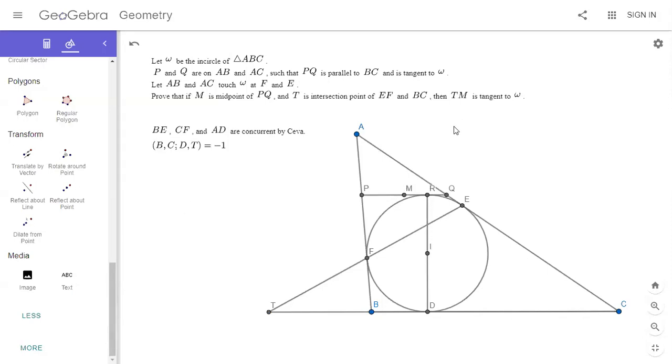Another way we could state the problem is if we take the tangent from M to the incircle, then we want to show that it hits the line BC at a point that's in harmonic conjugation with B, C, and D. I think that might be a simpler way to state it.